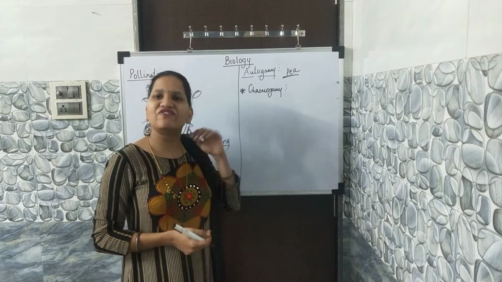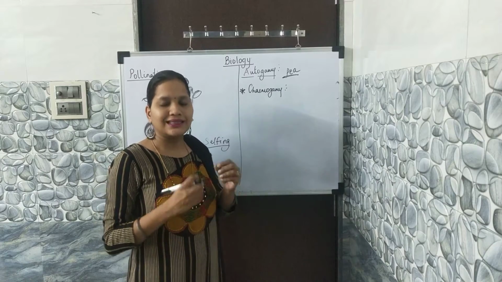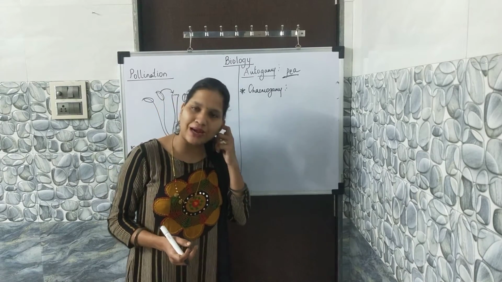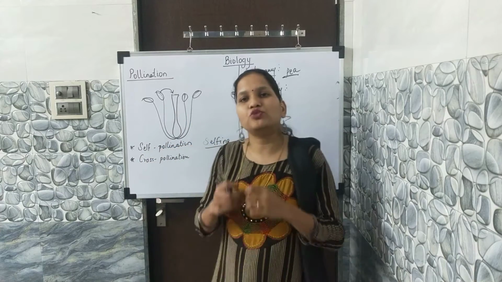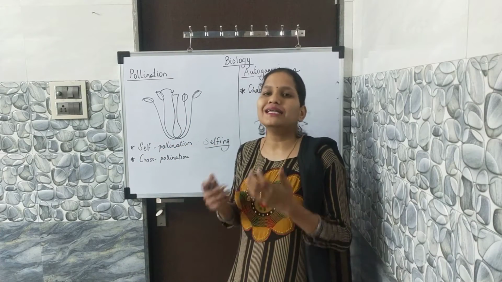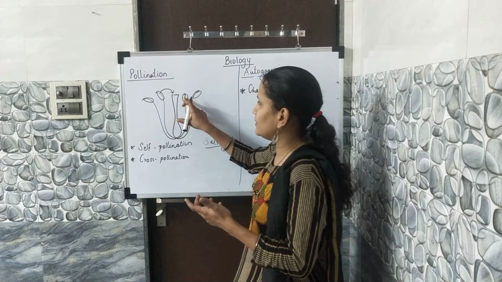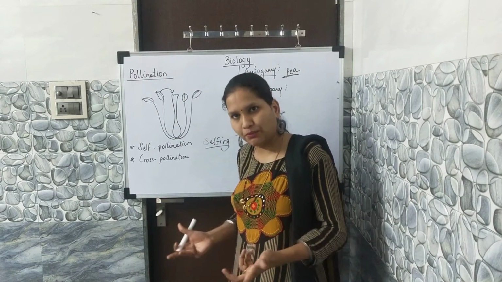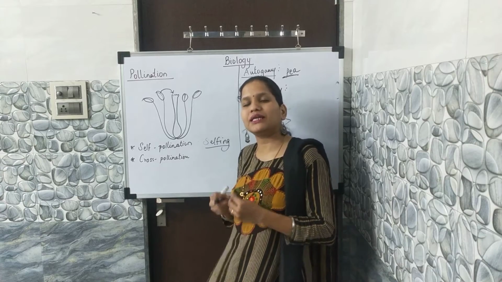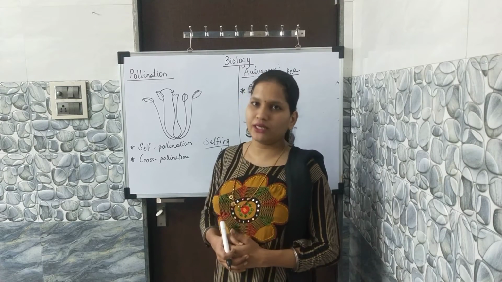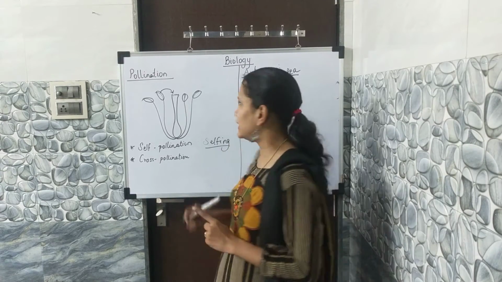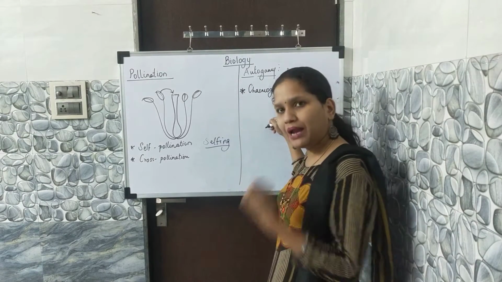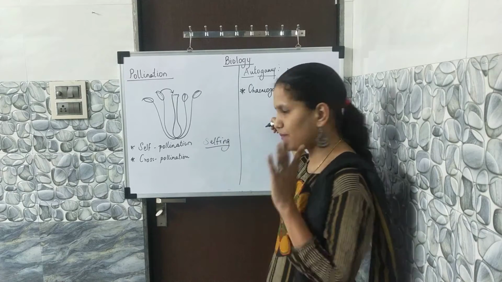Casmogamy is a phenomenon where the flower shows variation in the manner of exposure of the sex organs. It means the anthers and pollen grains are exposed and the stigma is receptive. At that particular time, we use the term casmogamy, and the plant is called casmogamous.